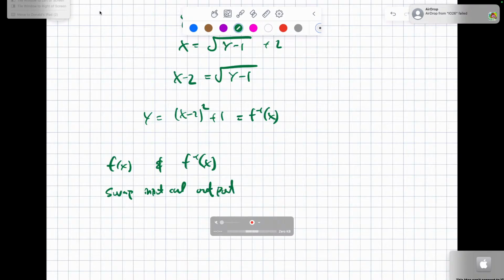So yes, that's a very normal thing that you have to know. Okay, what else? The derivatives are swapped too. How do they swap? Do you remember the formula? 1 over f prime of f inverse? Okay, so we're going to talk about why that is though.